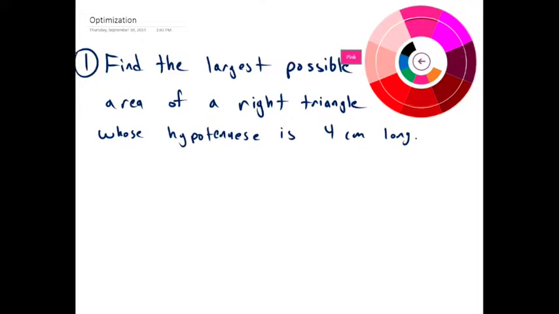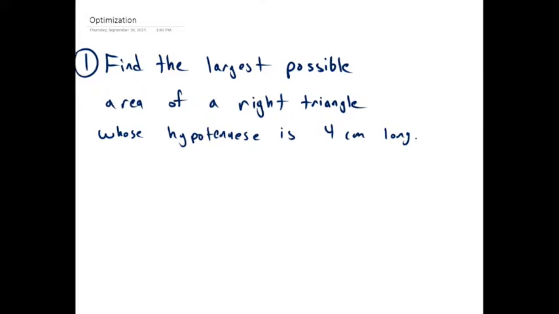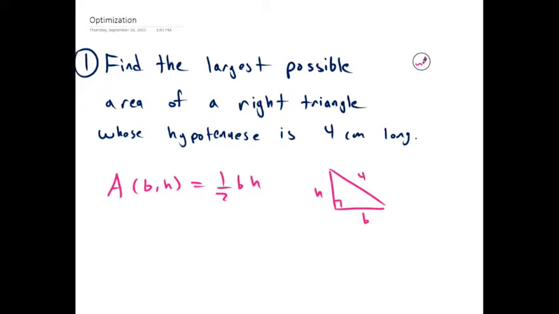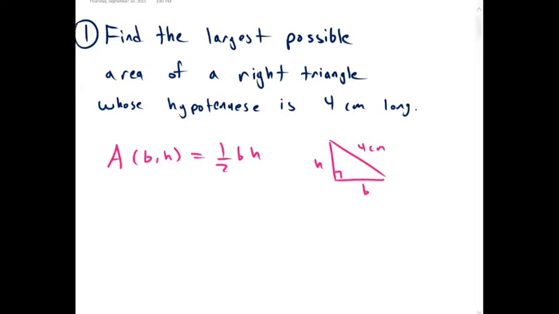So for the first example, we're going to find the largest possible area of a right triangle whose hypotenuse is 4 centimeters long. We know the area in terms of the triangle's base and height is 1/2 the base times the height. So let's draw a picture of the triangle: a right triangle with a base b and a height h, and we know the hypotenuse is 4 centimeters long.